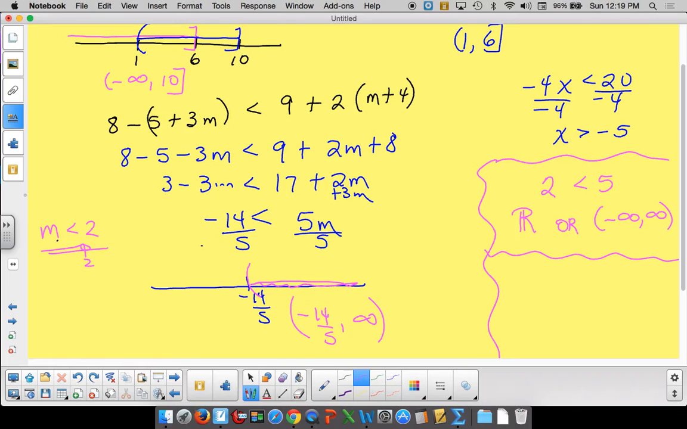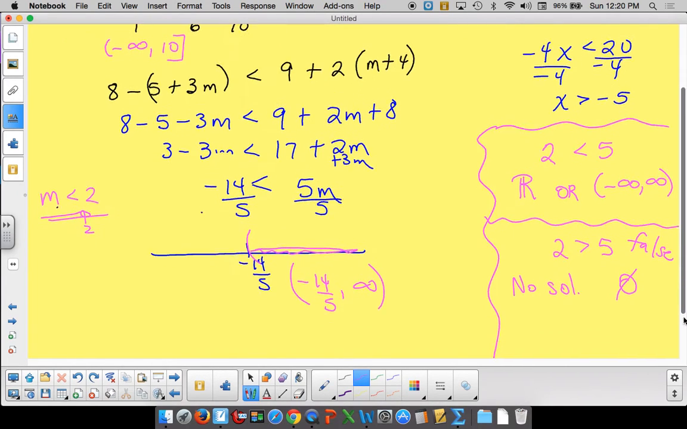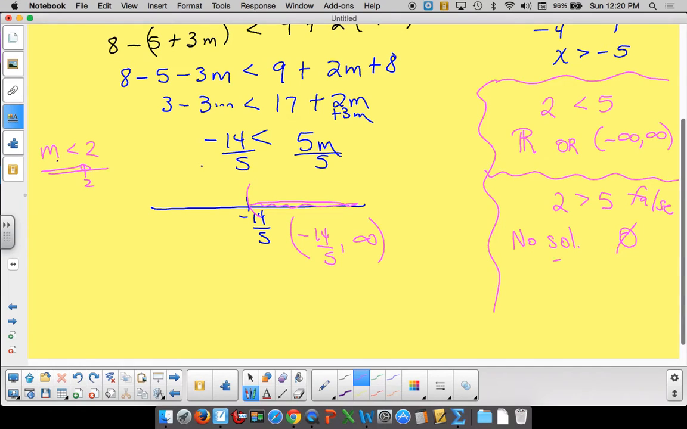Now, on the other hand, if you had ended up with 2 is greater than 5, something that's never true, 2 is not greater than 5, then your answer is no solution. I would prefer no solution or the empty set. However, you should be aware that your book writes the empty set as brackets with nothing inside. So any of those are acceptable answers.